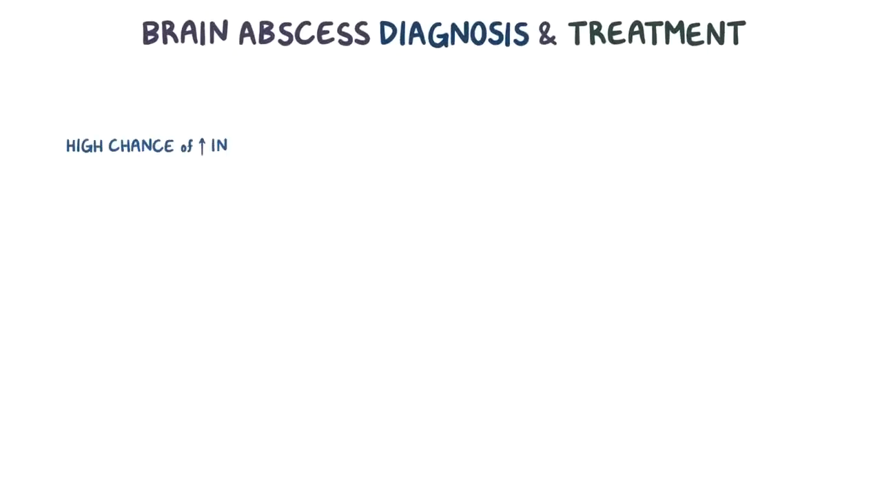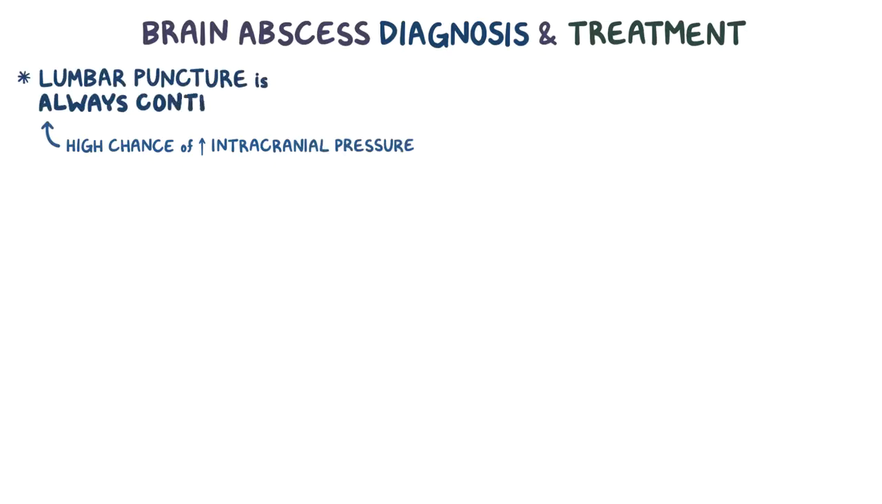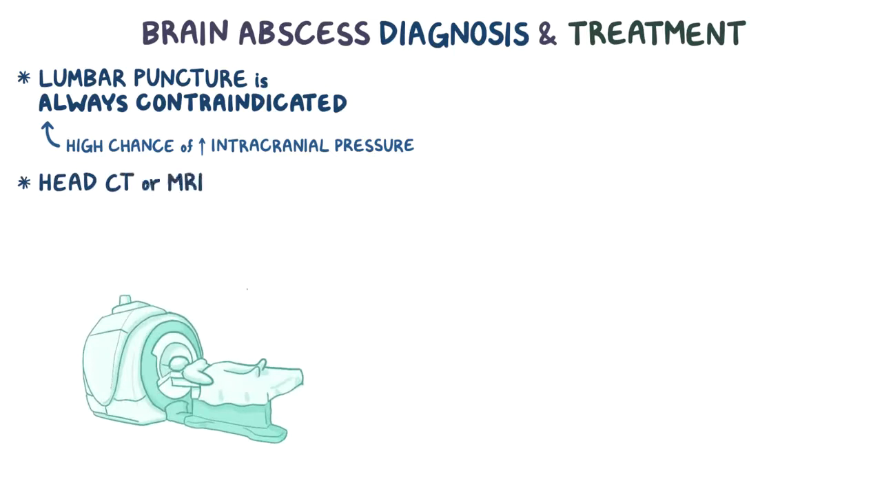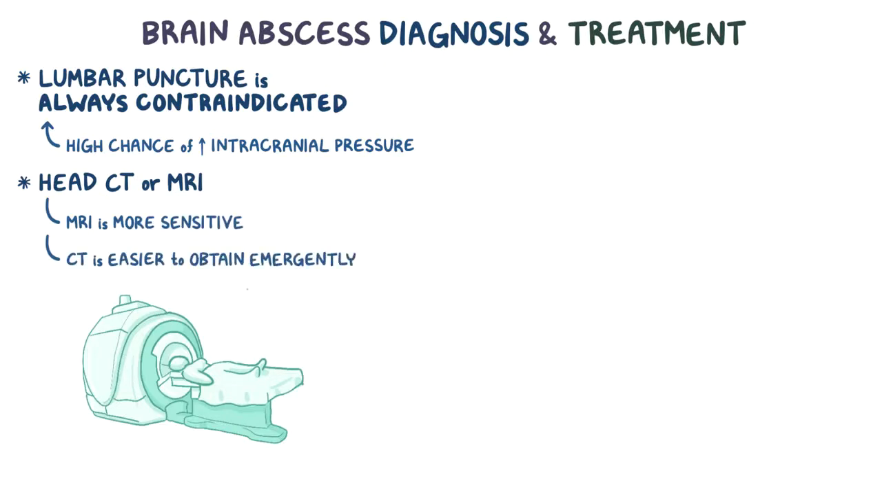Because of the high chance of increased intracranial pressure, a lumbar puncture is always contraindicated in an individual with a brain abscess. The first step is to get a head CT or MRI, which will show a brain abscess as a ring-enhanced lesion with central necrosis. The MRI is more sensitive than CT in detecting brain abscesses, but a CT is usually easier to obtain emergently.